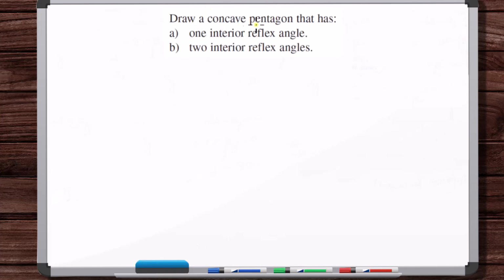Okay, draw a concave pentagon. So same question, but with a pentagon. This is interesting. Okay, so here's the reflex angle, and now we need three more sides. 1, 2, 3. And then one reflex angle. There we go. Okay.